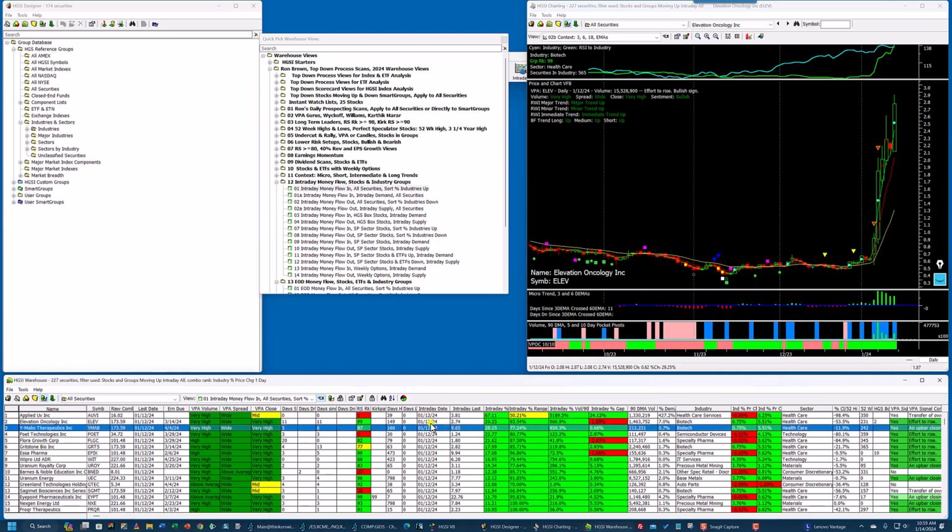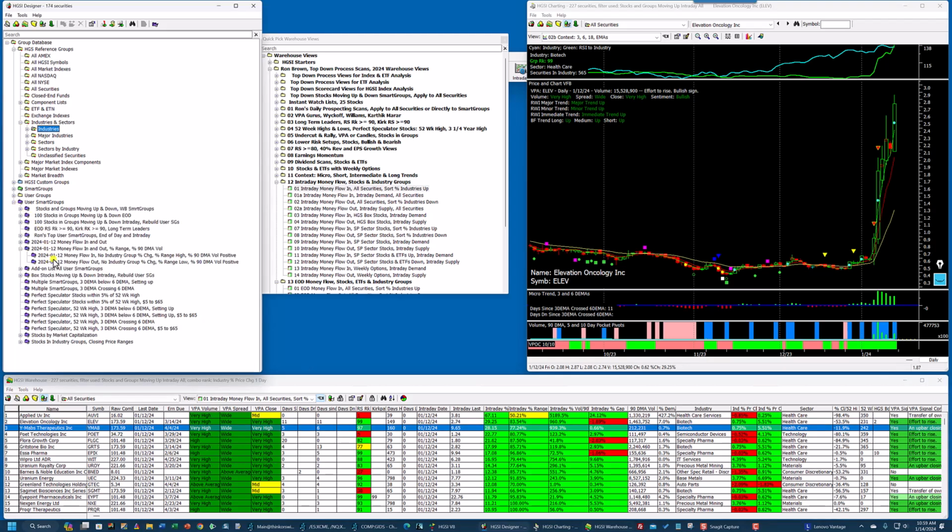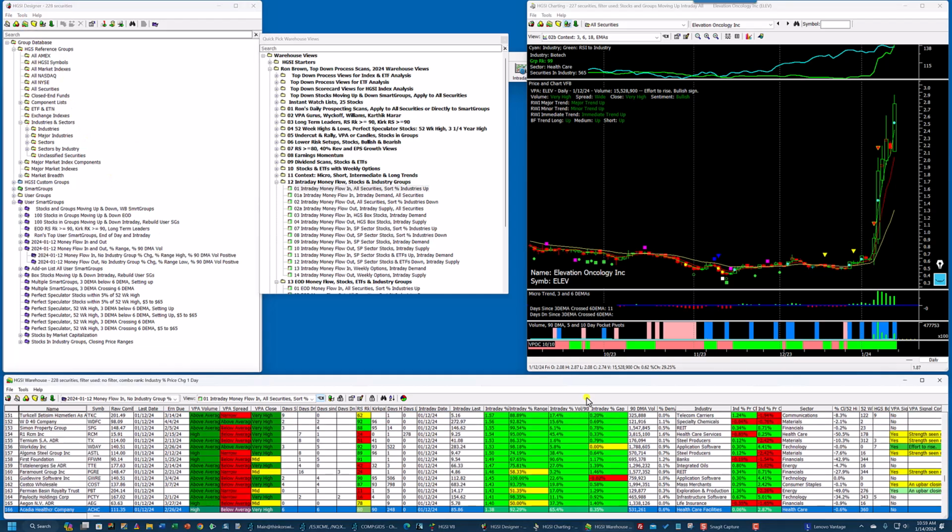if there's valid news or a valid reason to own the stock. Now I'm going to go back over to the smart groups. This is the one I've been using on money flow. Here, this is the new one. Just click through to this. You can use any view on these for additional scanning.